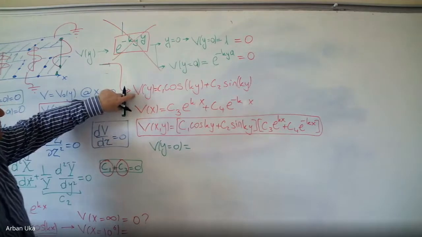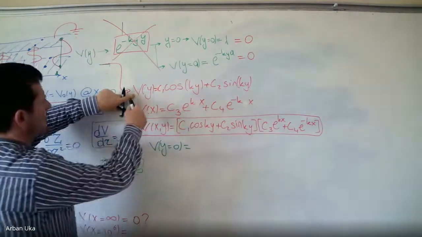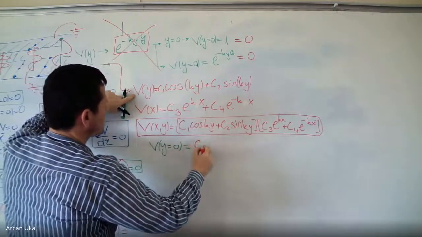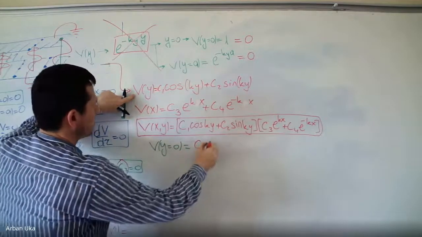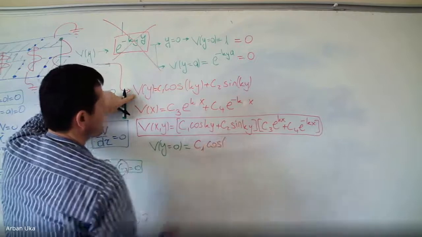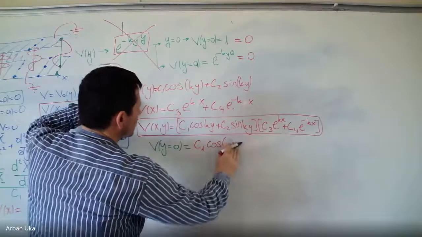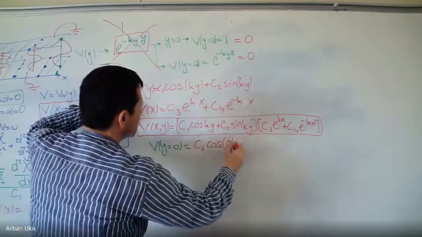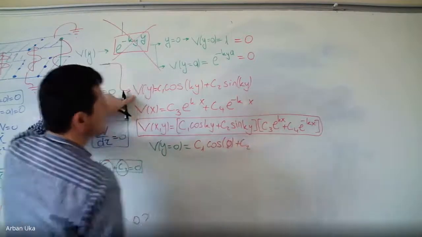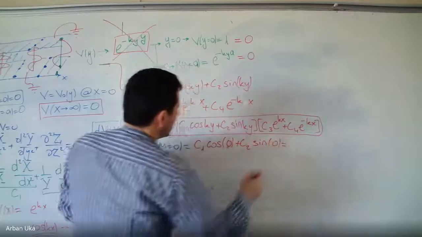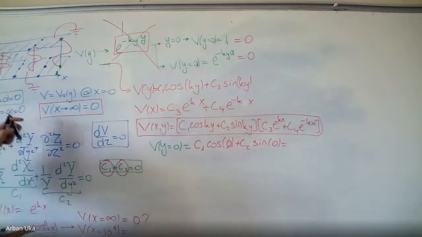What is V when y is equal to 0 equal to? This is C1 times cosine, go ahead. Cosine 0. K times 0, so let's go. Plus C2 times what? Sine 0. Okay. So we just substituted. What is this equal to?